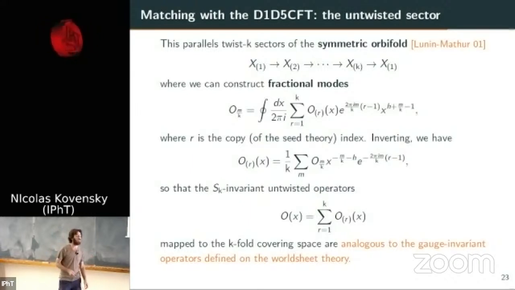So you would tell me, okay, but if this works so nicely in the untwisted sector, then probably it's down in the twisted sector that I should see the difference between the theory at the supergravity point and at the symmetric orbifold point.